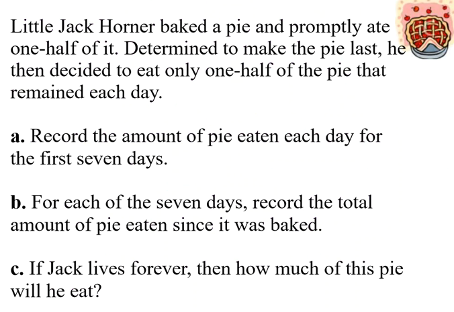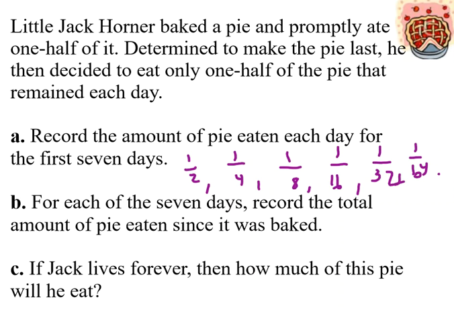Okay. All right. Little Jack Horner baked a pie and promptly ate half of it. Wow. I hope he didn't have a stomachache. Determined to make the pie last, he decided then to eat only 1/2 of the pie that remained each day. Record the amount of pie eaten each day for the first 7 days. So that's a sequence. How much did he eat on that particular day? So it'd be like 1/2. Next day he ate 1/4 of the pie, 1/8, a 16th, 32nd, 64th. Oh, sorry. And last one, 1/128.